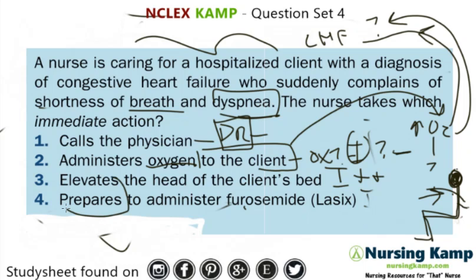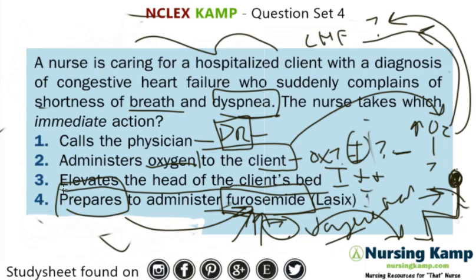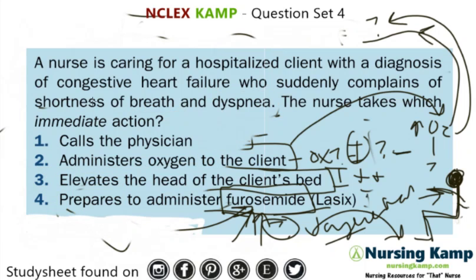Prepare to administer Lasix. Okay, I'm going to do something. Is that going to treat the problem now or later? Later. Is it PO or IV? Not sure, it's kind of vague. Generally, NCLEX is never going to ask you to give medications when I could do something in the room. That would make me pick this one because this is the right intervention. I walk into the room, shortness of breath, and I raise them to high Fowler's. The correct answer is number 3, elevate the head of the bed.